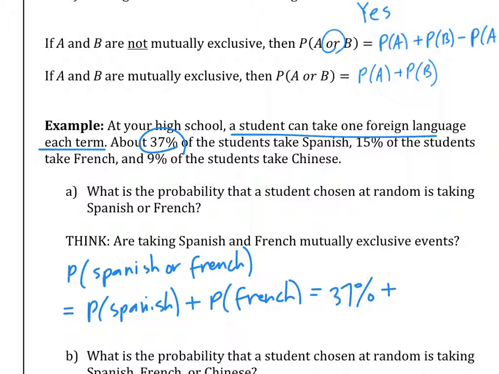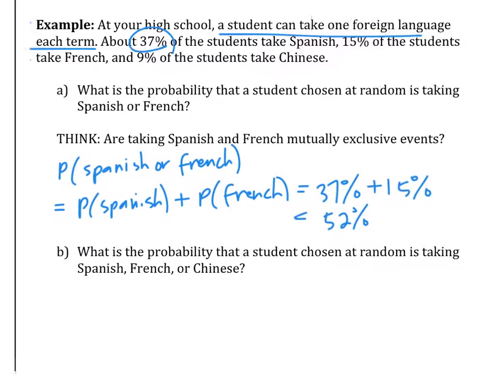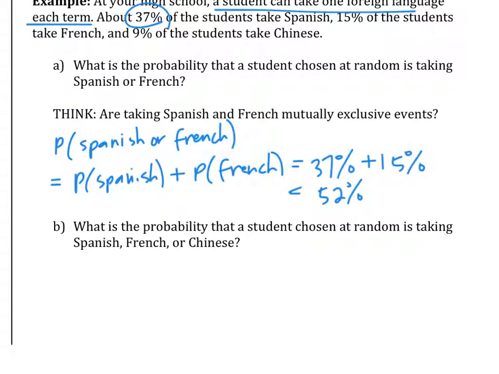Okay, and then French is 15%. So this is going to be 52%. So 52% chance if you pick a student at random, they will take either language. All right, the next one should be pretty easy. Go ahead and read the question and do it.